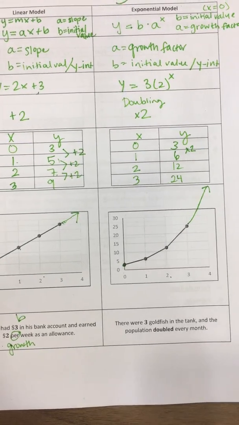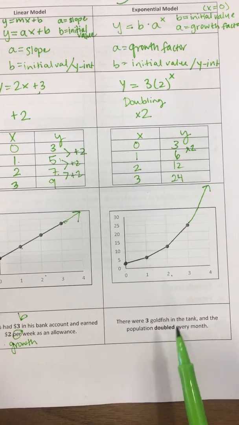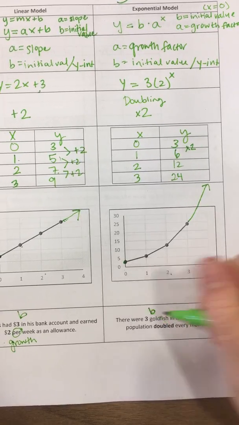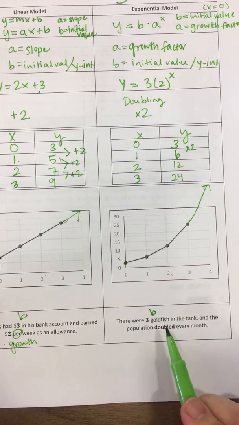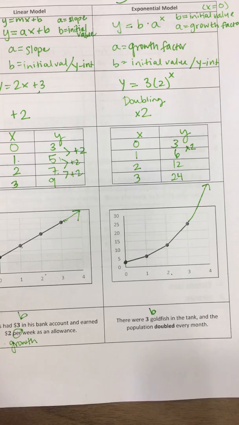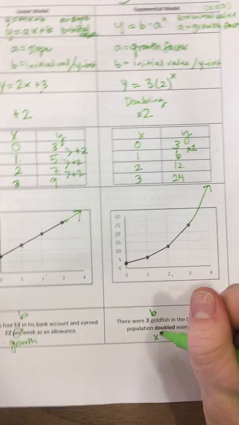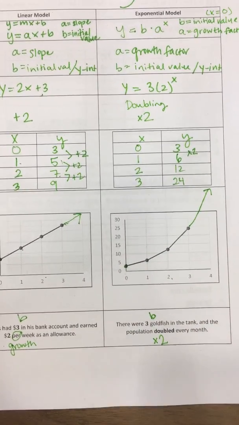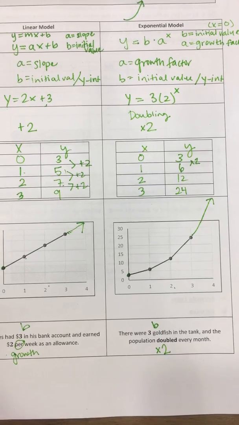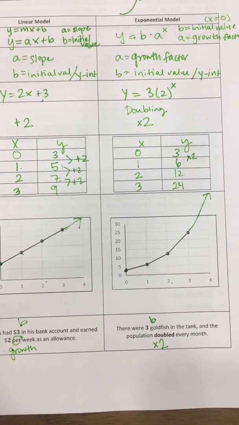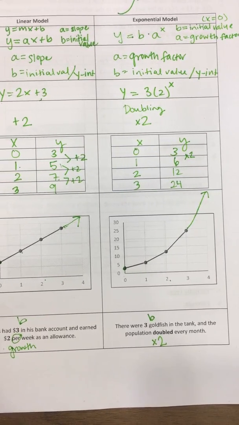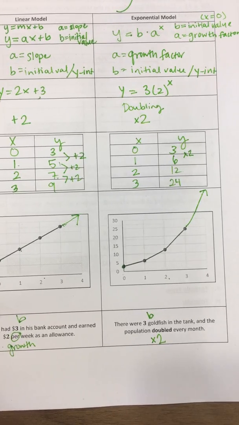Now if I look over here, there were 3 goldfish in the tank. So again, that's to start, so that's my B. And then the population doubled every month. I bolded doubled because that means that it's not actually going to increase by the same amount. It's going to multiply by 2, which is going to change. Multiply by 2, it's going to be adding 2, and then 4, and then 8, and etc.